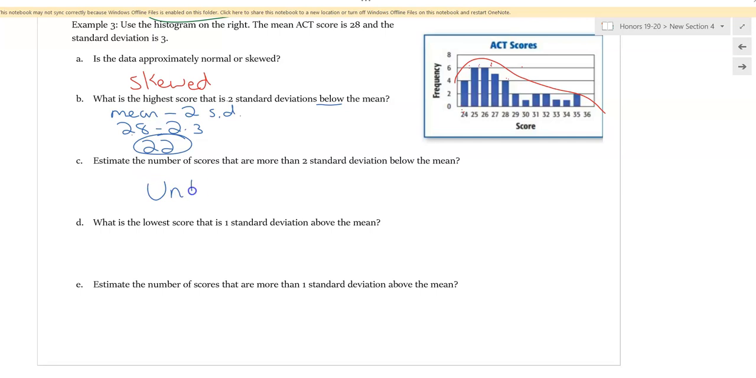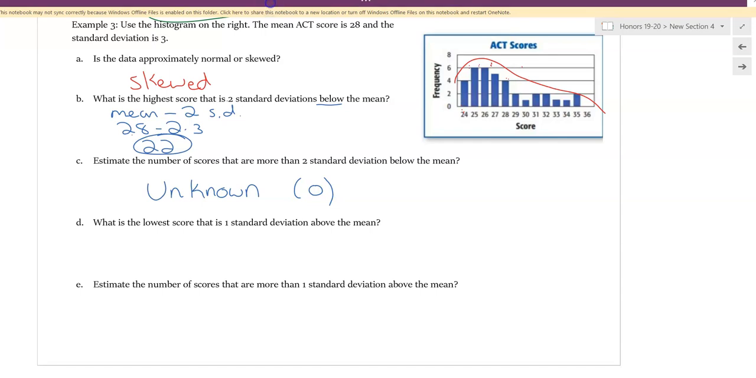Here, we can't answer. Unknown, in this case, was what the table they gave us. So we could say maybe there's 0. Maybe it doesn't go that low. Maybe no one can score lower than a 24. Seems very unlikely.